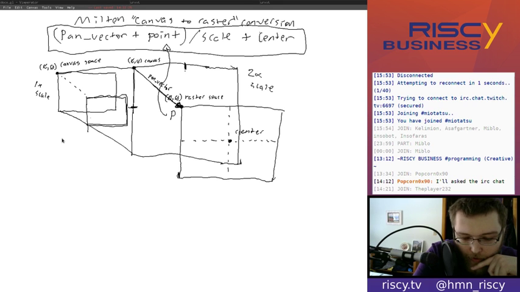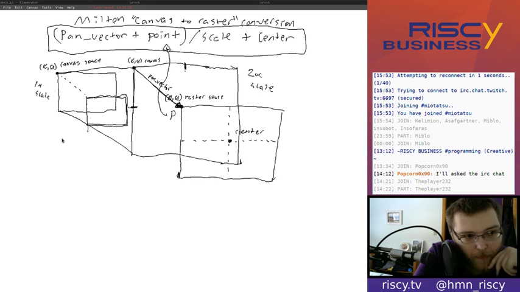But the point P would be 0, 0 in raster space, if I'm understanding correctly. And in canvas space, it would already have the pan vector added to it, because that's what it would be in canvas space, right?